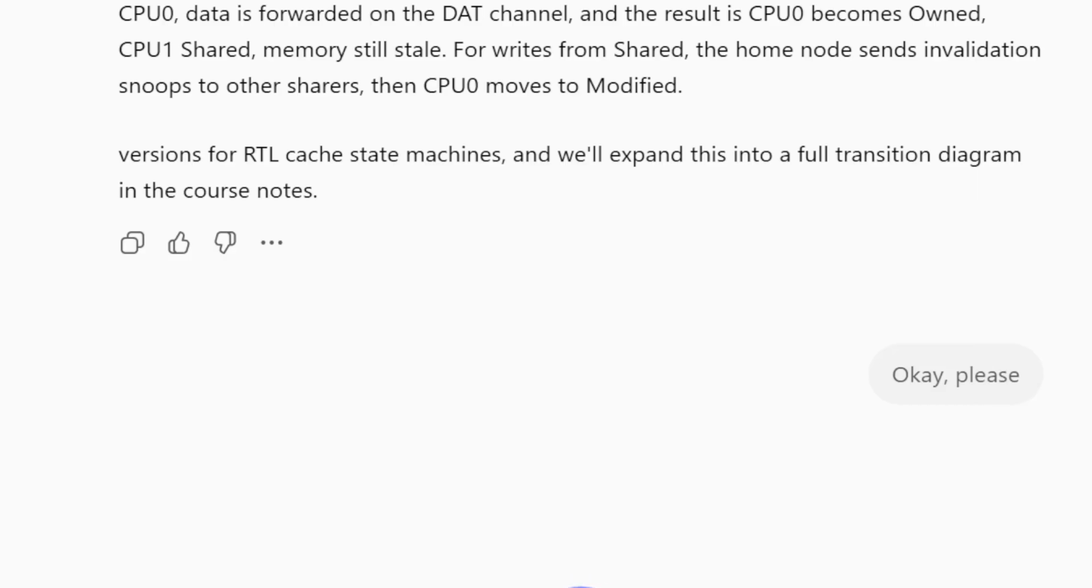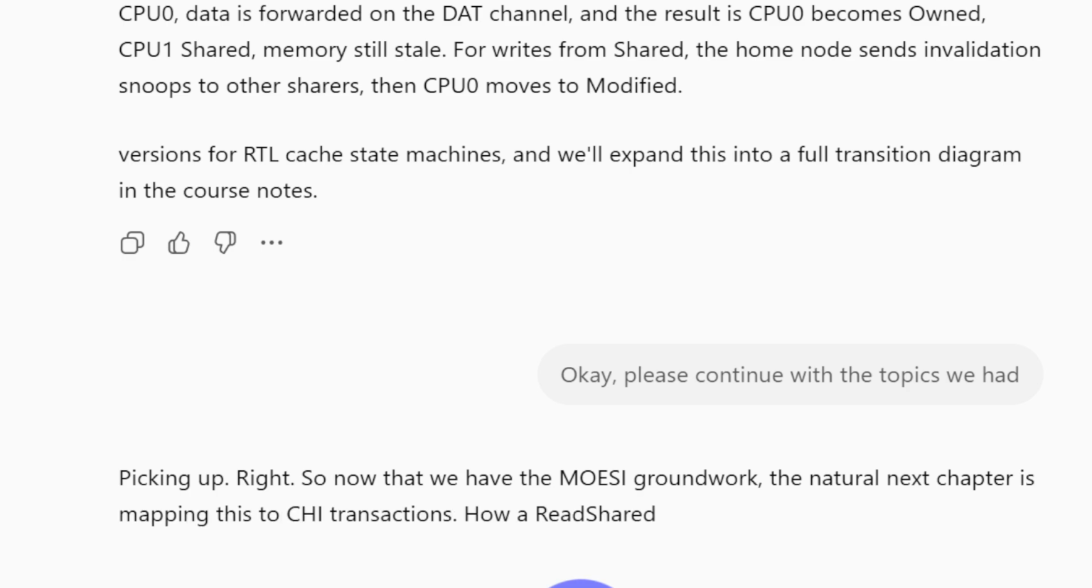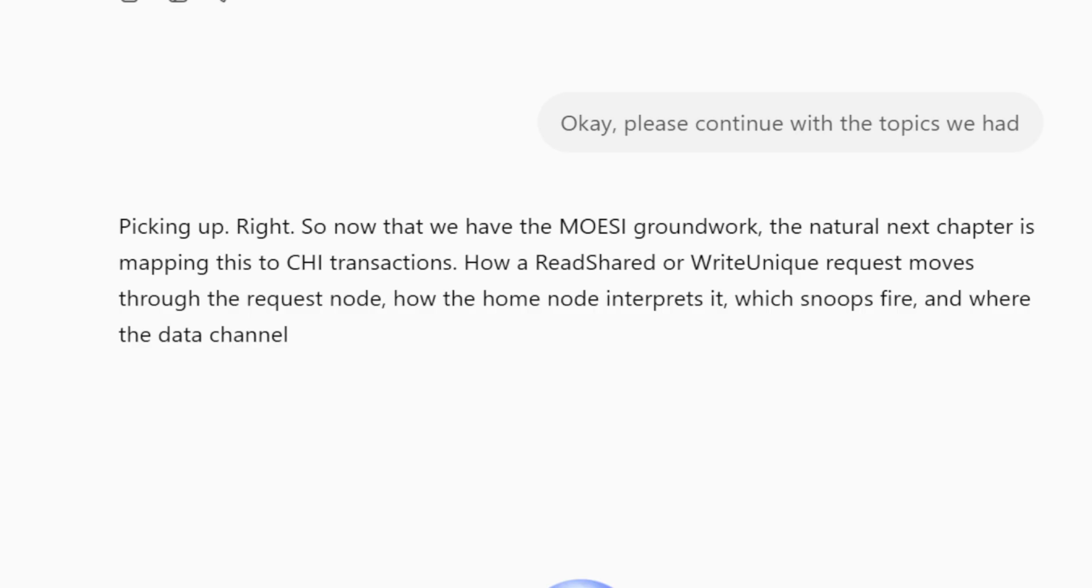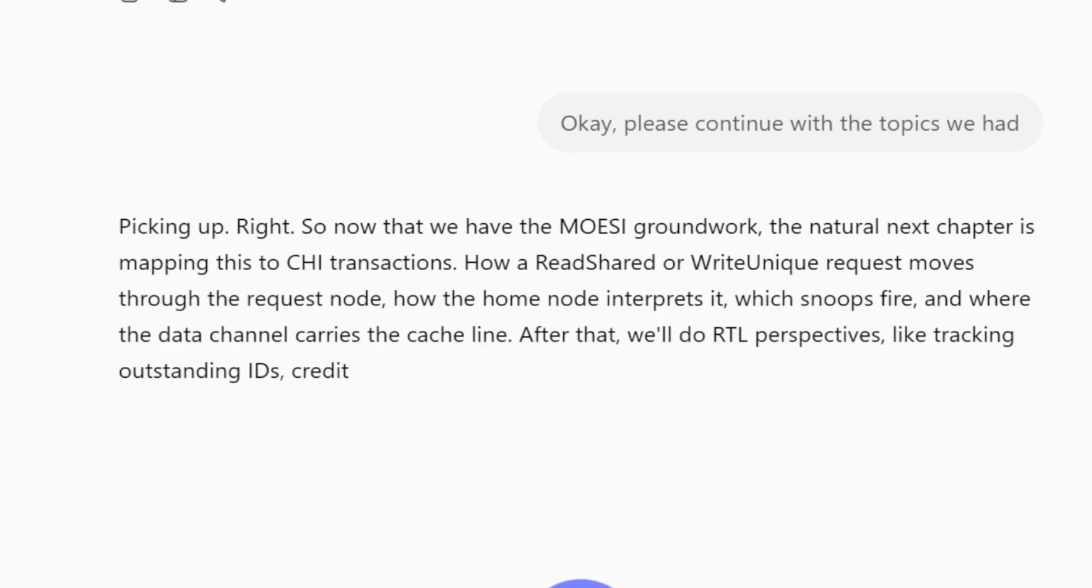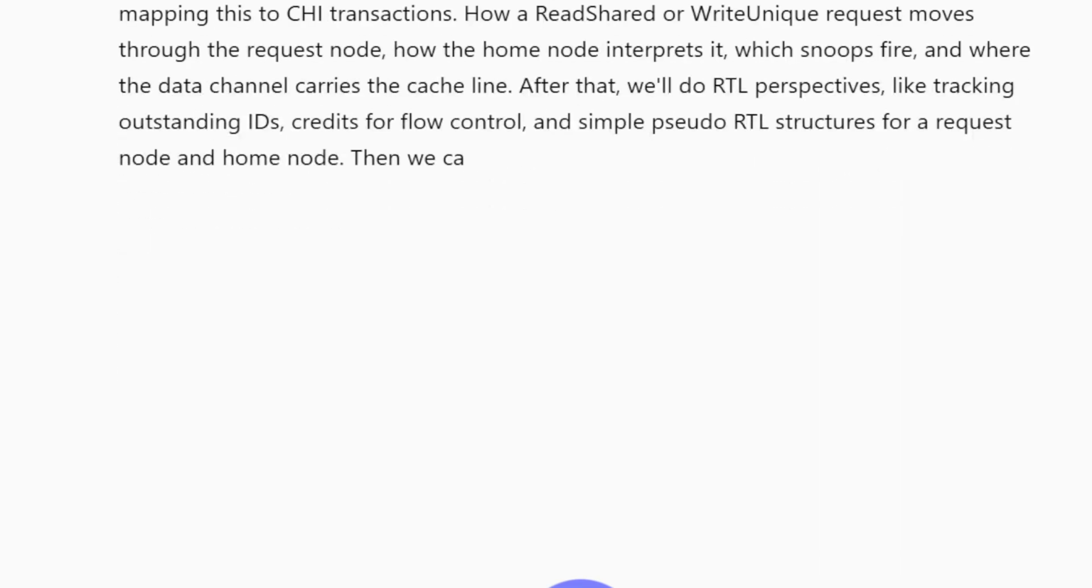Okay, please continue with the topics. Picking up. So now that we have the MOESI groundwork, the natural next chapter is mapping this to CHI transactions. How a read shared or write unique request moves through the request node, how the home node interprets it, which snoops fire, and where the data channel carries the cache line. After that, we'll do RTL perspectives, like tracking outstanding IDs, credits for flow control, and simple pseudo RTL structures for a request node and home node. Then we can layer in verification angles like assertions for Snoop ordering and ID matching.